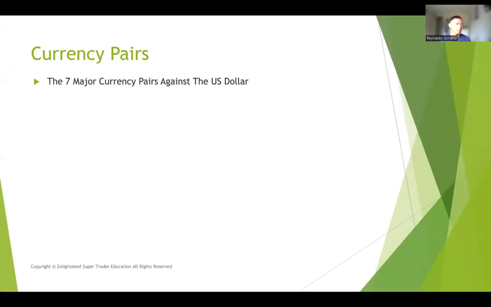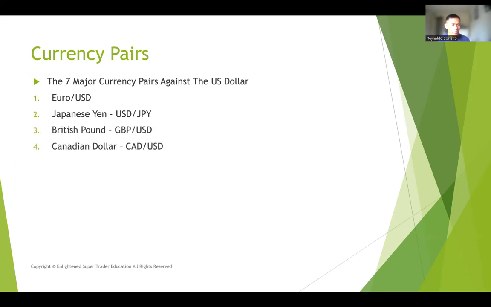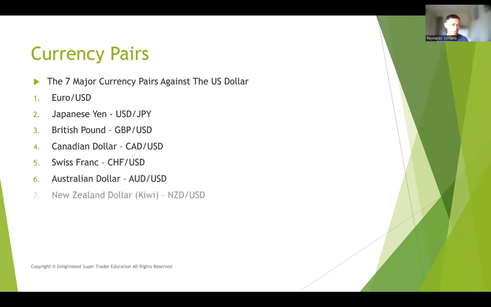So there are 7 major currency pairs against the US dollar. One is the euro against the US dollar. Then the dollar against the Japanese yen, the pound against the US dollar, the Canadian dollar, also known as the loonie, against the US dollar, the Swiss franc against the US dollar, the Australian dollar, known as the Aussie, against the US dollar, and the New Zealand dollar, also known as the Kiwi, against the US dollar. There are 7 major currency pairs against the US dollar.